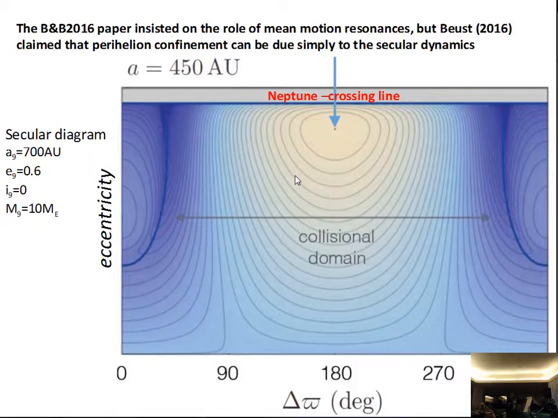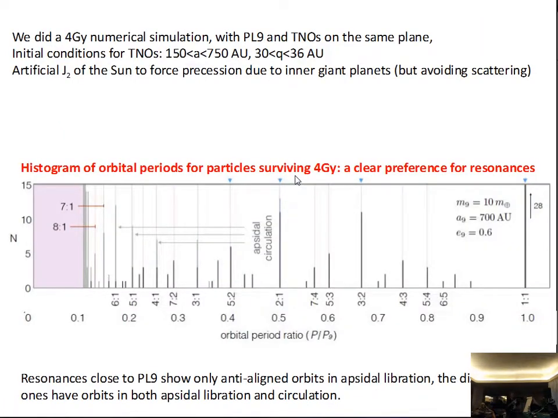So when we do actually a numerical simulation, what do we see? We did, for instance, a 4 billion year numerical simulation with Planet 9 and the trans-Neptunian objects, for simplicity, on the same plane. The initial conditions for the trans-Neptunian objects had a perihelion close to Neptune, between 30 and 36 AU, and semi-major axis between 150 and 750 AU. We don't put in the inner giant planets, but we put an artificial J2 on the Sun, so that the force precession given by the inner giant planets is there. And we don't want the inner giant planets, to avoid the scattering of Neptune, which would make the dynamics more complicated to analyze.